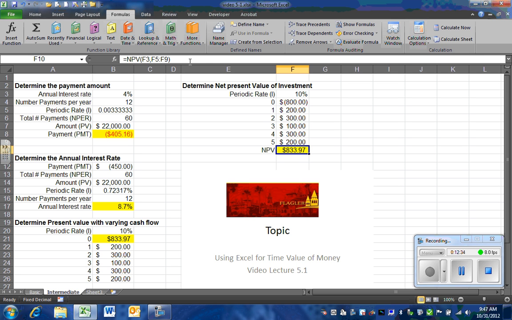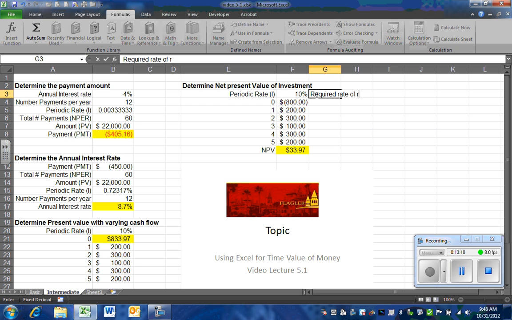To make this a true NPV, we have to take one more step. We have to go up to the formula bar and include with that, and since we have put it in as a negative amount, we're going to put the add in. We're going to add in the investment. And when we do that, we have factored in our investment, and our net present value is $33.97. And what that tells us is that this investment will return an amount greater than our required rate of return of 10%.